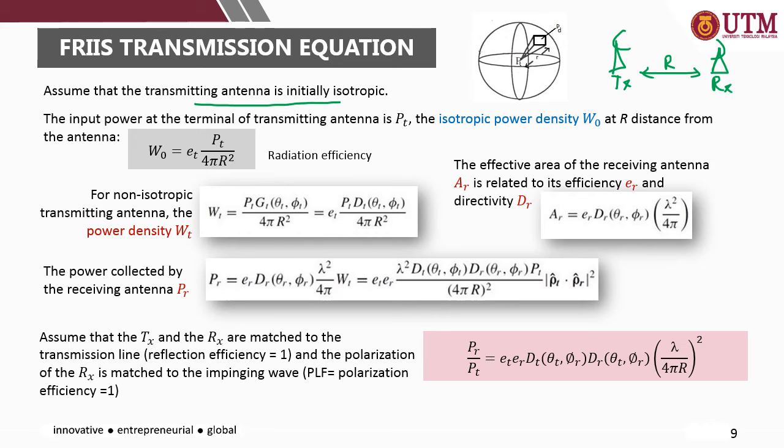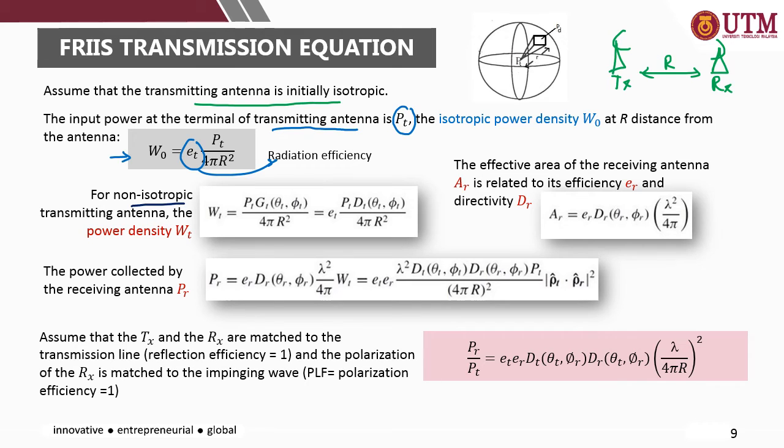The input power at the transmitting antenna terminal is represented by PT, assumed as the isotropic source. So the isotropic power density W0 at distance r for the antenna is given by this equation: W0 equals ET, the radiation efficiency of the transmitting antenna, multiplied by its power, divided by 4 pi r squared. This is for isotropic.